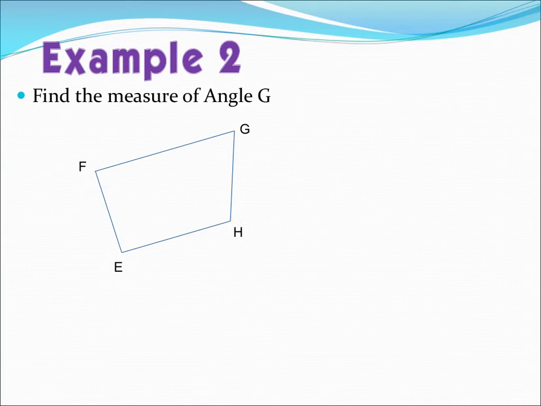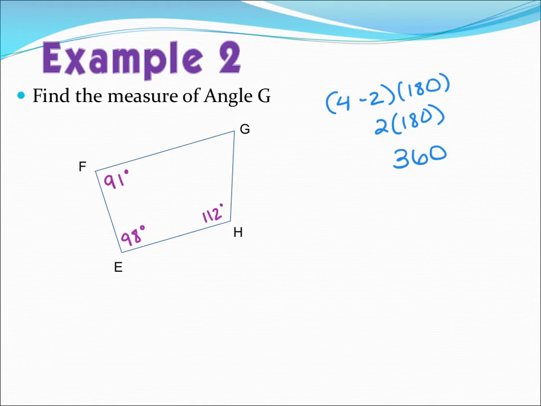Okay, example 2 says find the measure of angle G. F should be 91 degrees, E should be 98 degrees, and H would be 112 degrees. So if I'm missing one angle, what do I have to find first? What they should all add up to, right? So how many sides is this figure? 4, right? So 4 minus 2 times 180 would be 2 times 180, which is 360. That's a common one to remember: a quadrilateral would be 360.